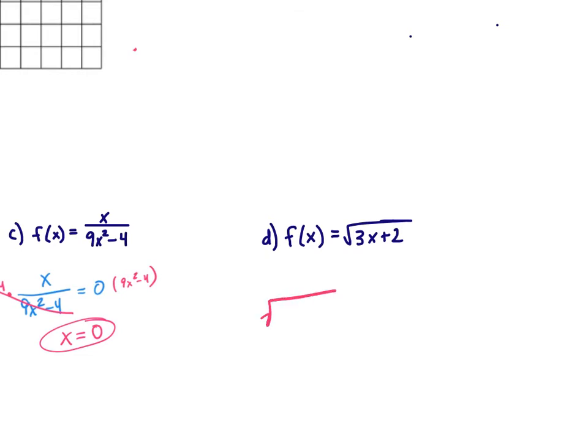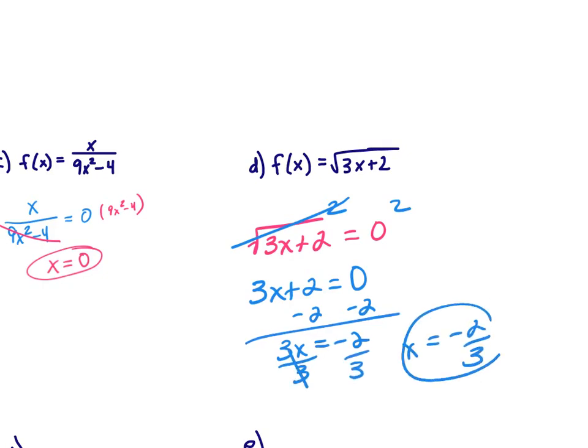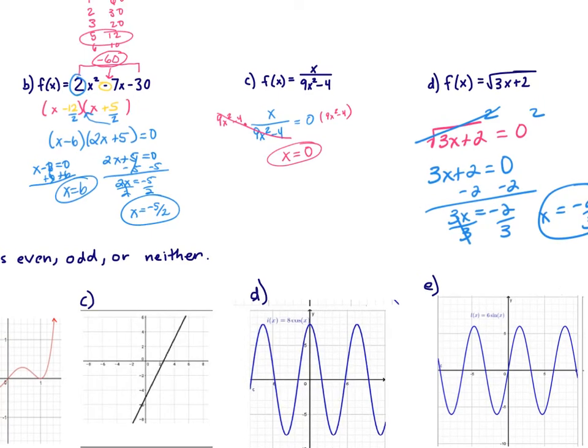Okay. Square root of 3x plus 2 equals 0. How do I get rid of a square root? You square both sides. When I square a square root, it cancels out. So I'm left with 3x plus 2 equals 0 squared, which is 0. Solve. Minus 2 from both sides, then divide by 3. X equals negative 2 over 3. Good. This is the part I like. I love algebra. So much fun.